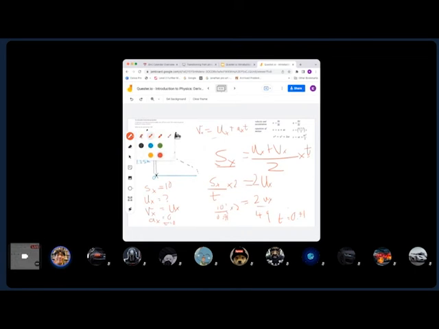Let me use another color pen. Let's cross these out, and I end up with ux equals 10 divided by 0.71, which is going to be equal to roughly 14 meters per second.